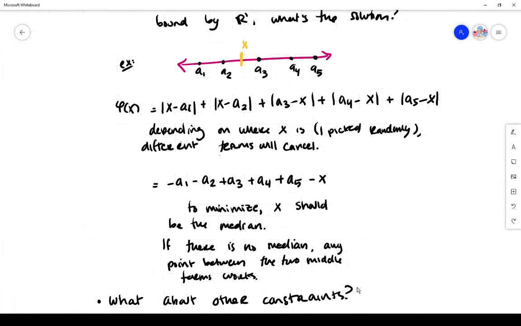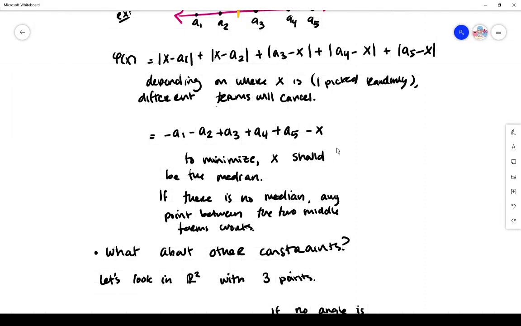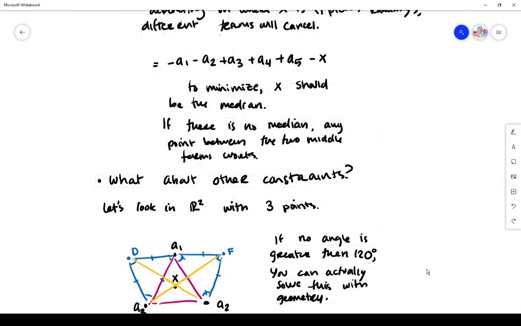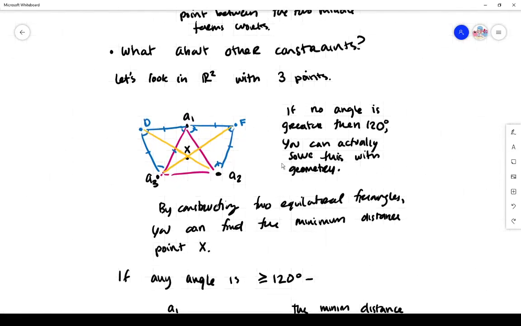And if there is no median because you have an even number of points, the answer will be anywhere between your 2 middle points. For example, if you didn't have this a5 here, it would just be anywhere between a2 and a3, which is pretty cool. It's a pretty simple solution. And so what about other constraints? Let's look in R2 with 3 points, because that's just simple triangles.